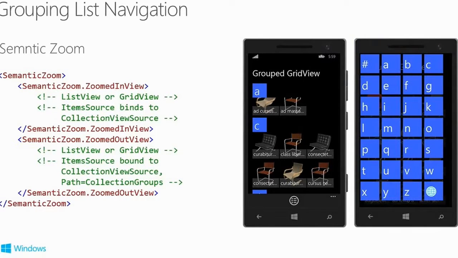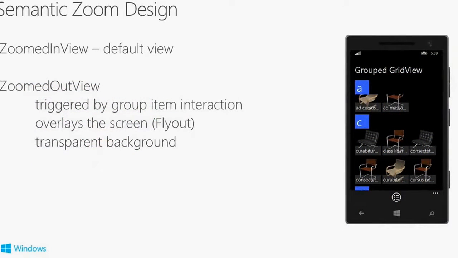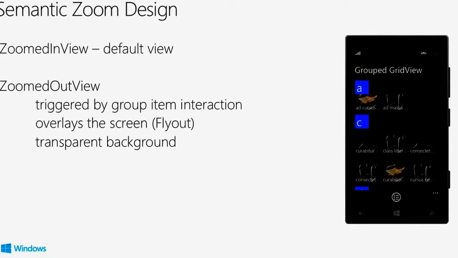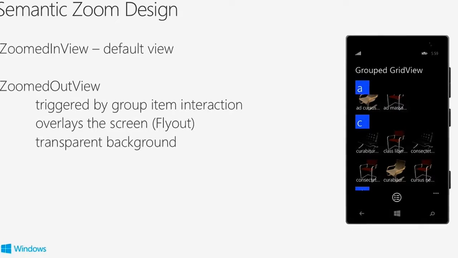Inside the zoomed in view, we've got our list view or grid view, and the items source binds to that collection view source just like we've seen. In the zoomed out view, it's a list view or a grid view, and the items source is bound to the same collection view source, but with a path to the collection groups. The zoomed in view is whatever default view, whatever outline or however we've placed that semantic zoom. So in this case, you see here, it's probably in a grid. It's in a grid, and it respects all the margins, and it respects all the boundaries, and it respects all the grid rows and columns that it's been placed in.